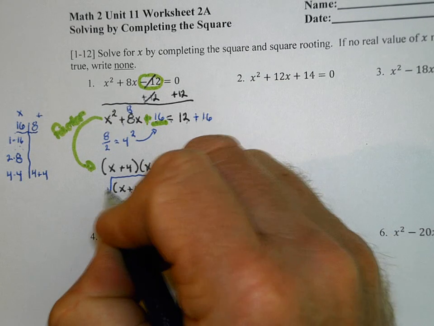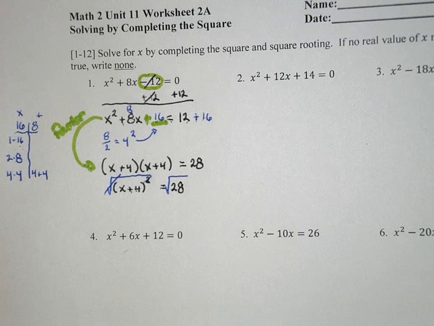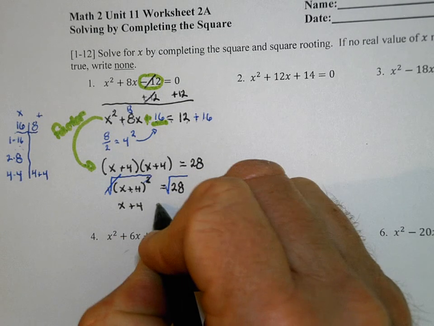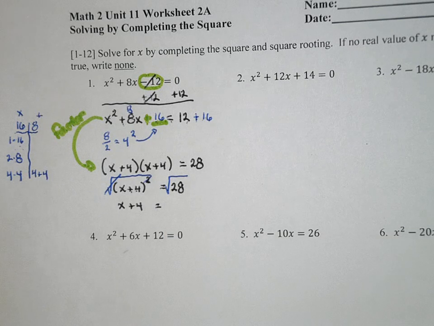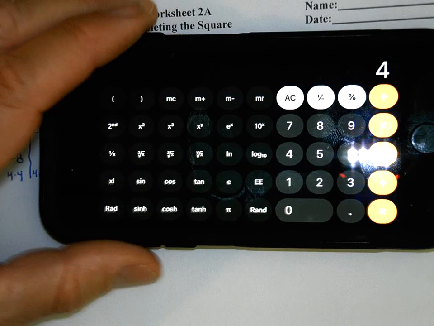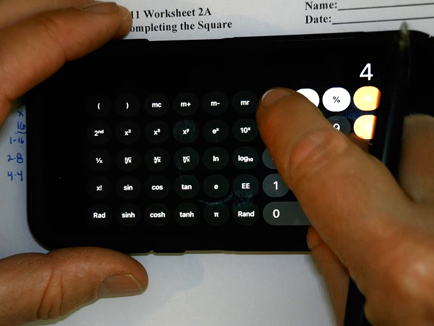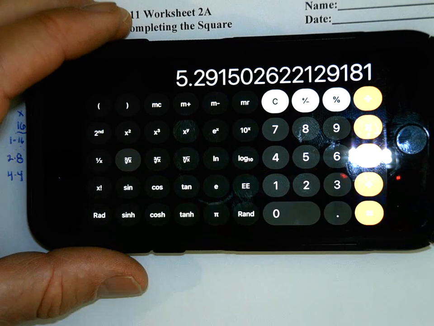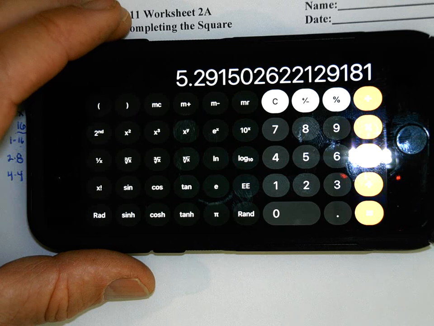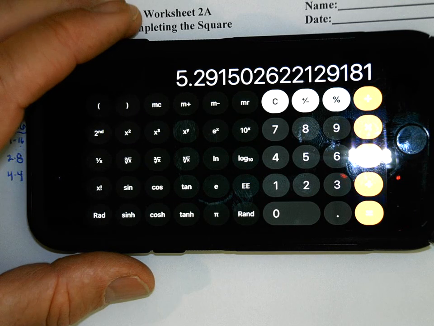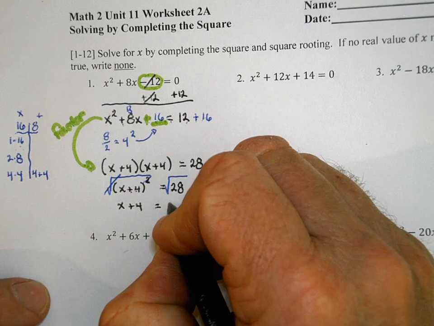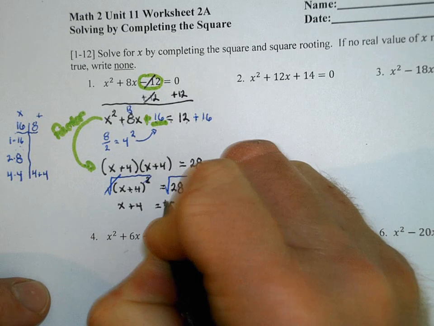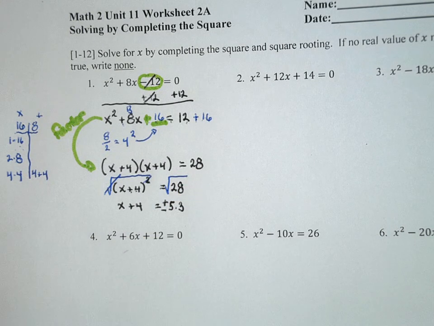That second power cancels out the square root symbol, and we are left with x plus 4 is equal to the square root of 28. I'm going to use my calculator right now to find the square root of 28. I'm going to say it's 5.3, so we'll round that to 5.3. But now remember, it's not just positive 5.3, it could also be negative 5.3.